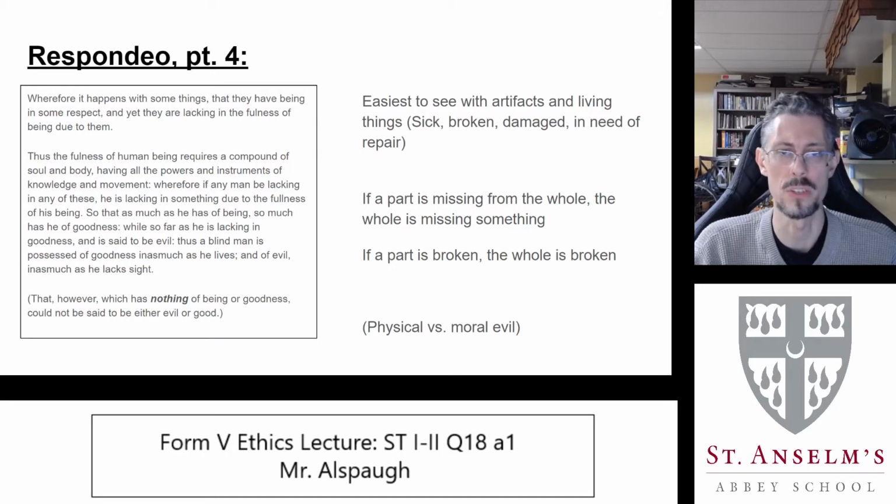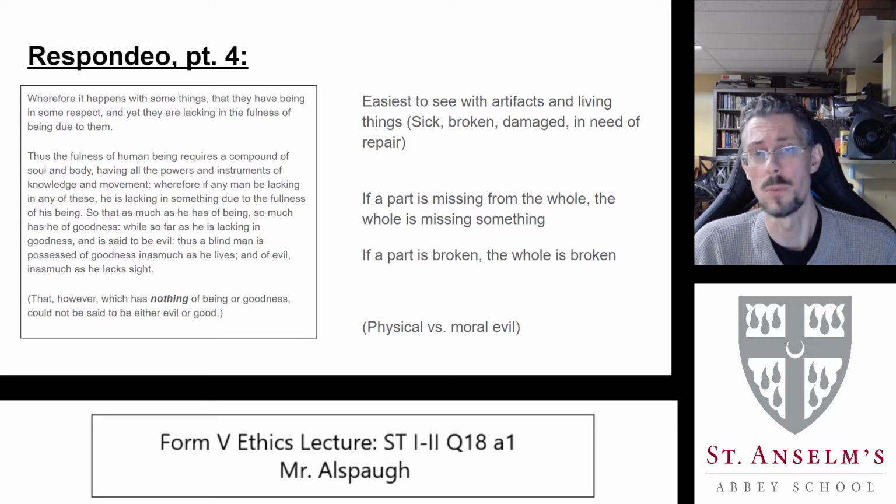So if you think back to the three souls and the powers of the soul, our animality, he's identifying the things that make up the fullness of being of a human. And if any of those is lacking, or if any of those is not working right, then the whole, the human, is lacking something. So the basic idea here on the right: if a part is missing from the whole, then the whole is missing something. If a part of a whole is broken, then the whole is broken.